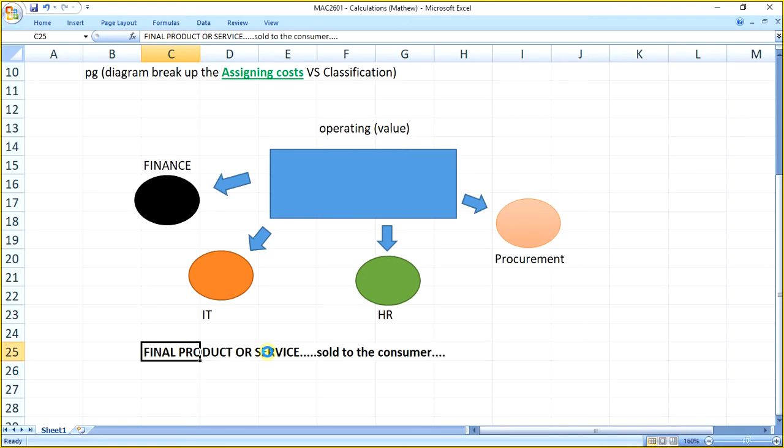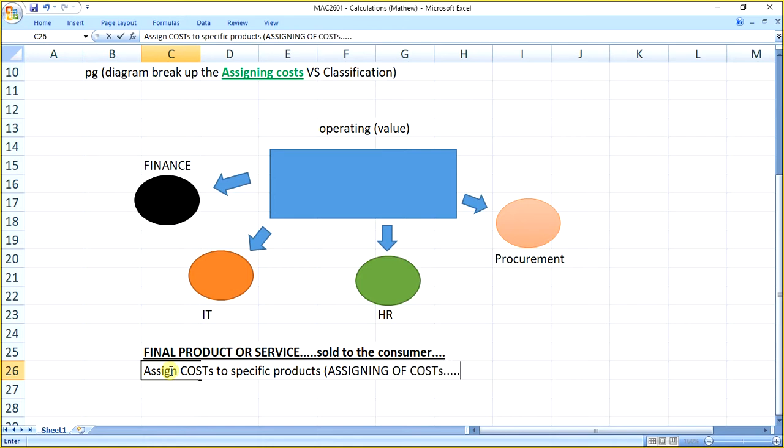But now the big challenge is, how do we then price or assign costs to specific products? Right, and that's what we're looking at in terms of the assigning of costs. Okay, another word for describing that is cost allocation. Right, and you get different methods that allocate costs to different products, different outputs.